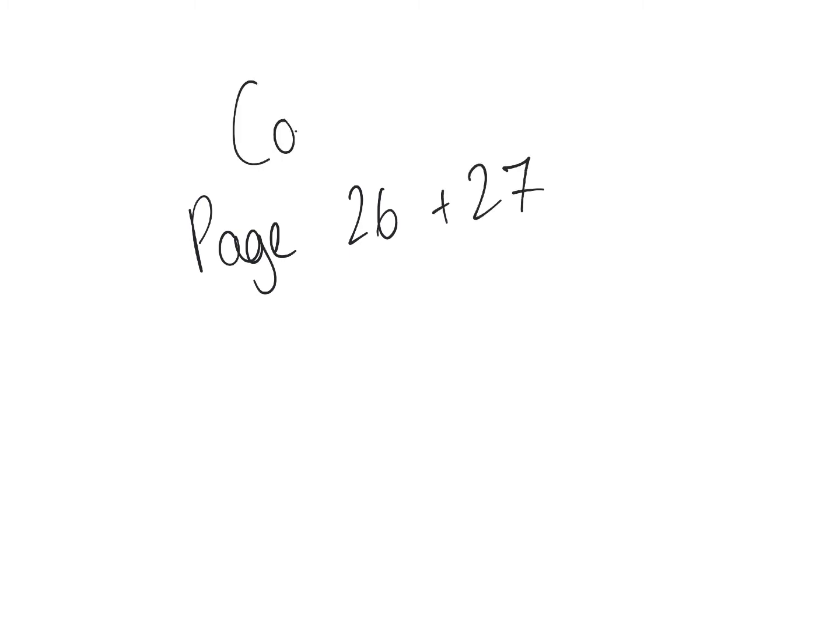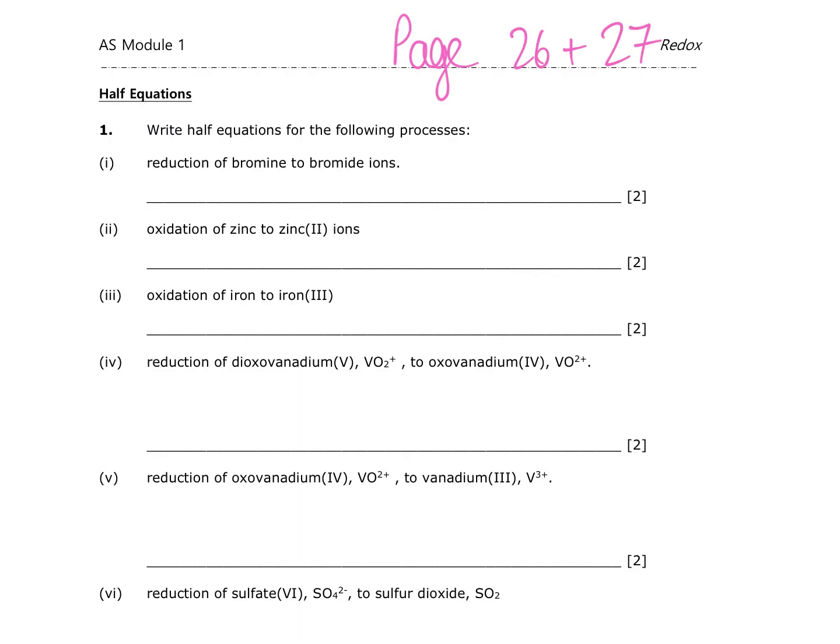So what you need to do now is go to page 26 and page 27, and I want you to complete these pages, which is just some practice of half equations. So let me take you to that now very briefly. So if you have a wee look at page 26, first of all, you are asked to write half equations for the following processes. That's question 1, and then question 2 and 3 are on page 27 as well. So answer all of these questions on page 26 and 27.